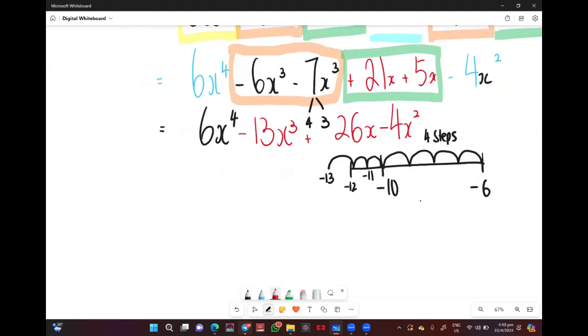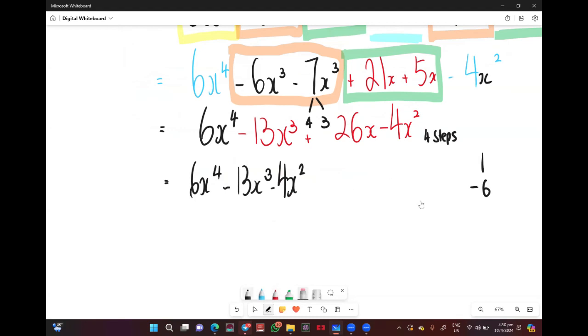Over here you get 6x to the power of 4, no change. Minus 13x to the power of 3. Make sure your minus 4x squared comes first, and then after that followed by positive 26x, which is in the last part. Can you see that? So your answer for this question has to be whatever that you see over here.